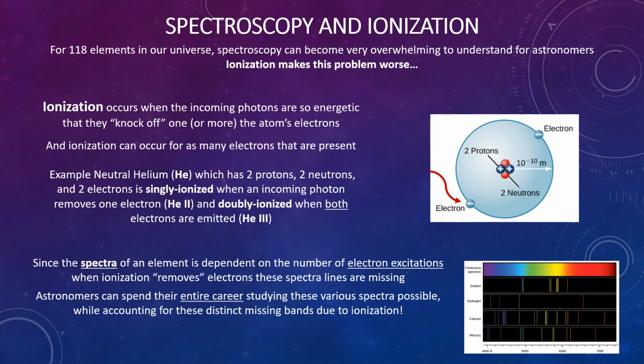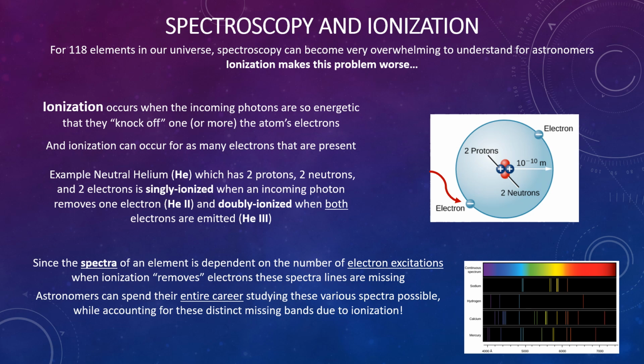With 118 elements in our universe and countless more possible molecular configurations, spectroscopy can become very overwhelming for astronomers to understand. And we haven't even talked about ionization yet. Ionization makes this even more complicated. Ionization occurs when incoming photons have so much energy that they can knock off one or more of an atom's electrons. And you can have ionization happen for as many electrons as are present in an atom's orbital shell.